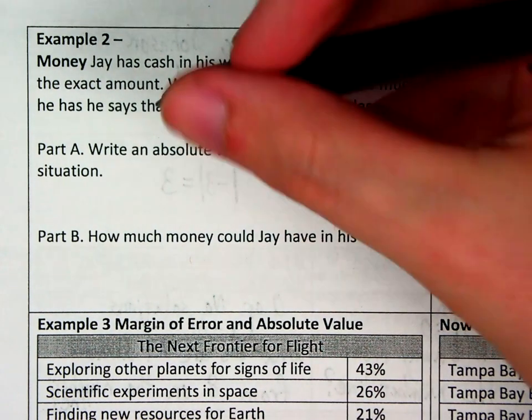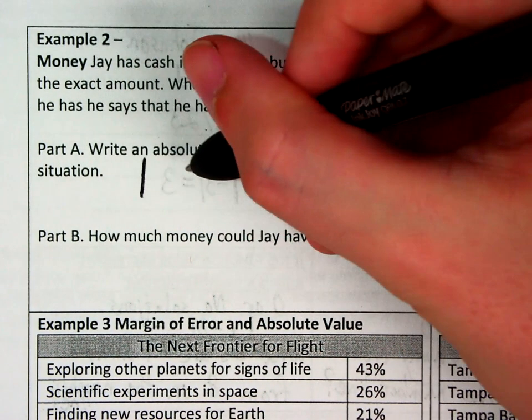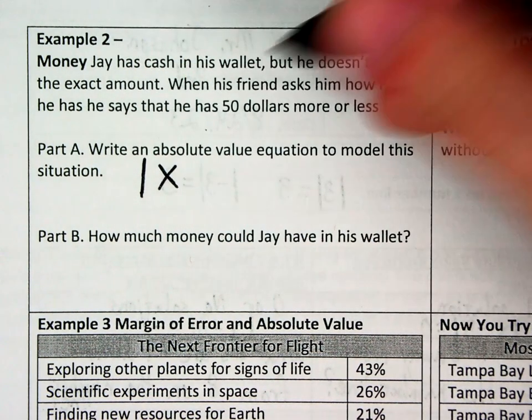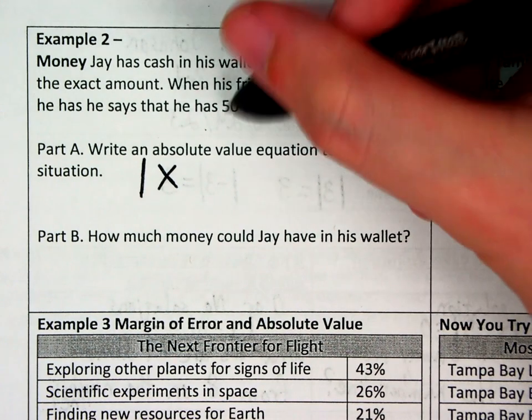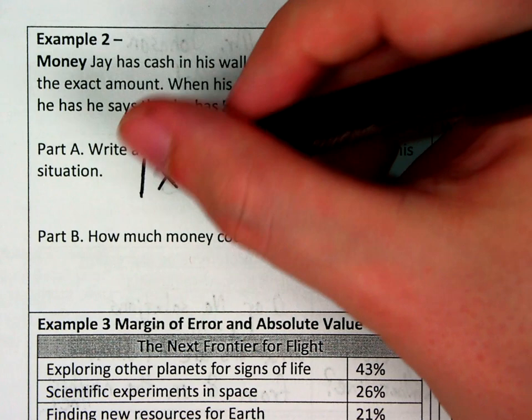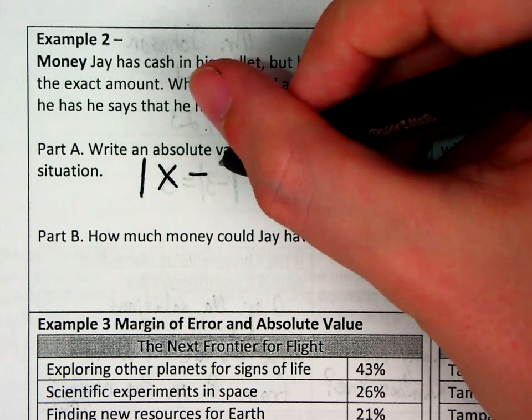Well, the absolute value equation we're going to write is, he doesn't know how much money he has to begin with, but he has a prediction, so we're going to use our equation. We're going to write our real amount minus the predicted, minus the $50.